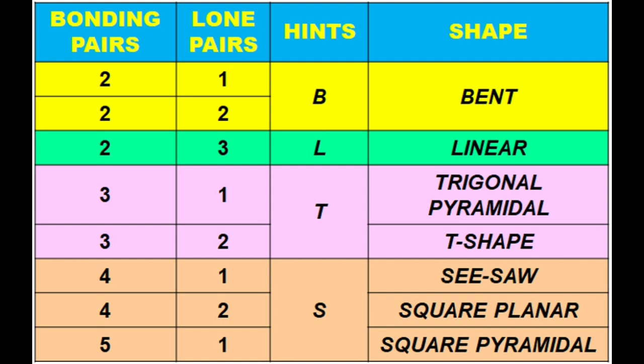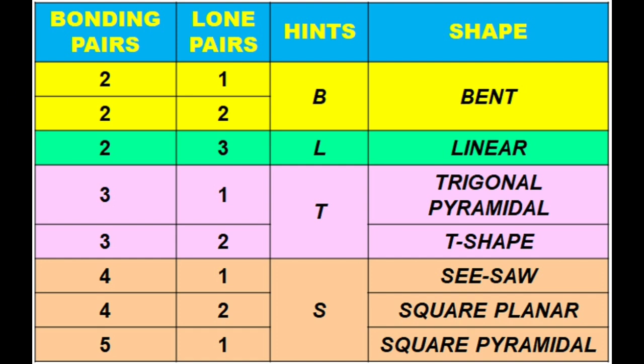Let's now continue. If we have four bonding pairs or five bonding pairs, it will be S. So four bonding pairs and one lone pair will be seesaw. If we have four bonding pairs and two lone pairs, it will be square planar. Then five bonding pairs and one lone pair will be square pyramidal. These are just three of them whose order you should remember. That's it. If you remember this table, it will be easy for you to remember the shape of the molecules.